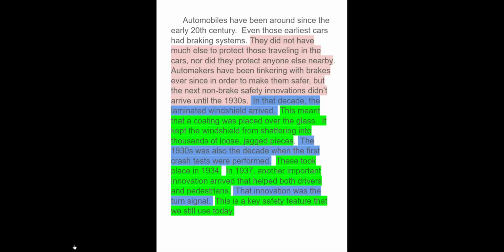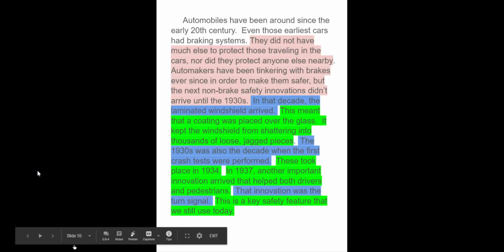Now you'll see that I've highlighted some of the text in green. These sentences are details that support those topics that are presented in blue. So you'll see that these sentences are explaining about the laminated windshield. This sentence explains about crash tests, and these sentences explain about the turn signal. Let's move on to the second paragraph.